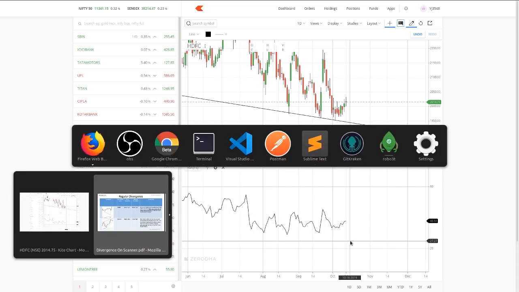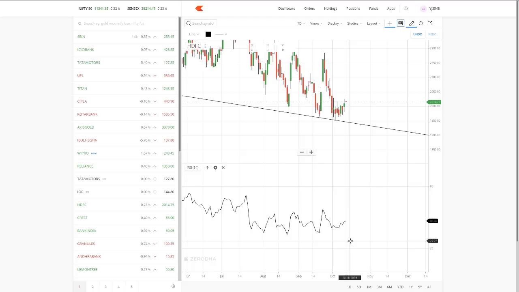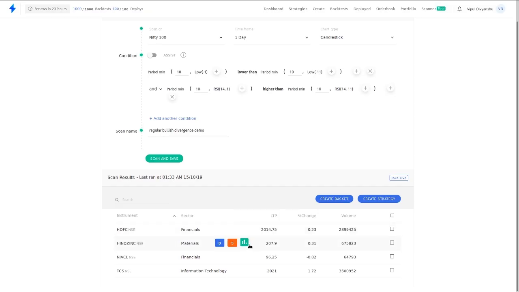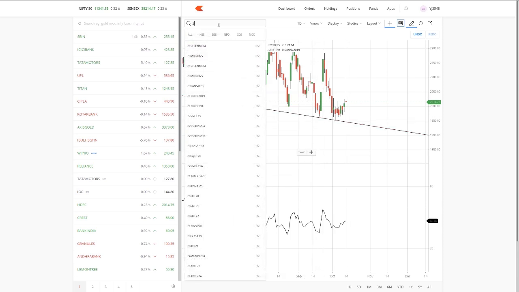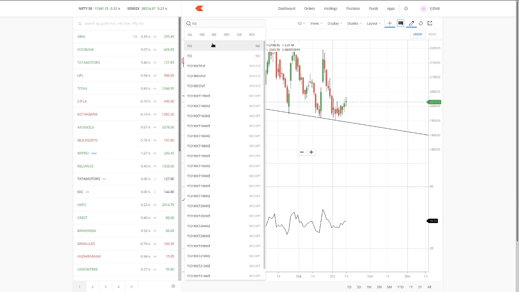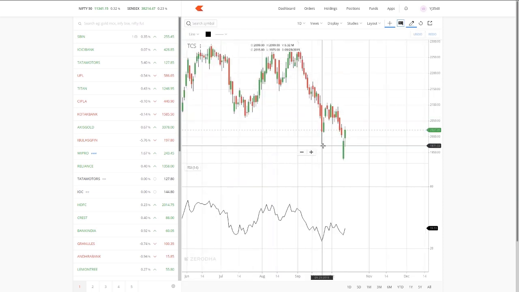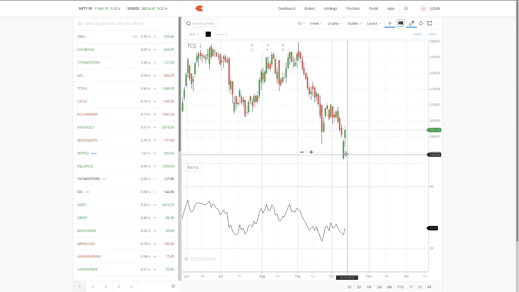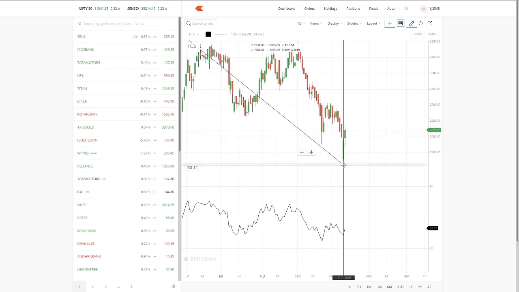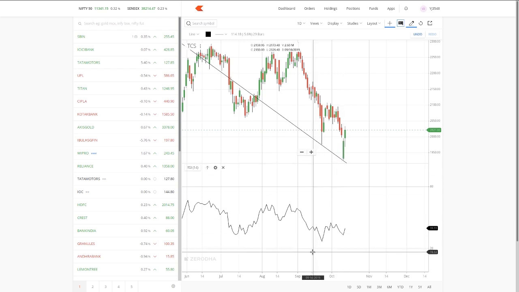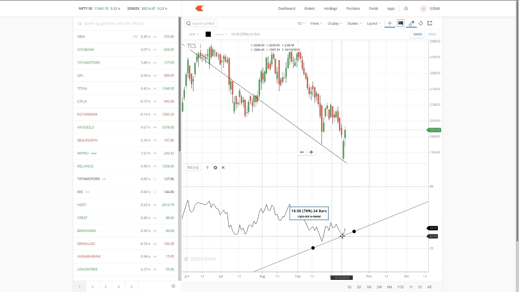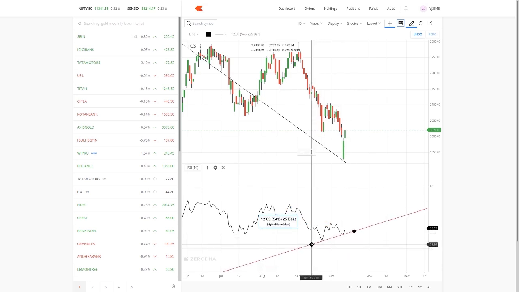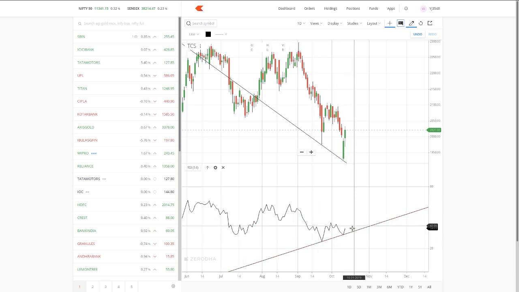Okay, let's quickly look at another stock which was identified. Let's say TCS. Let me quickly plot TCS. So TCS, in the last 10 days, if you connect the lower lows, it's like this. Whereas if you connect the lower lows of the indicators, rotating the line slightly, it is forming a higher low.